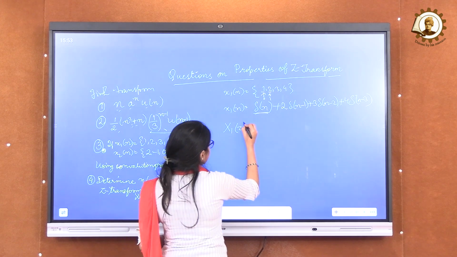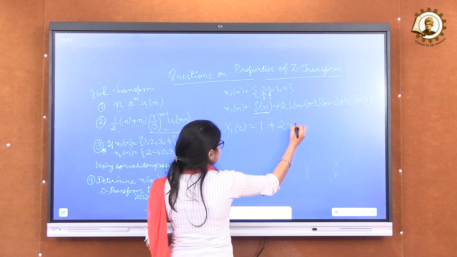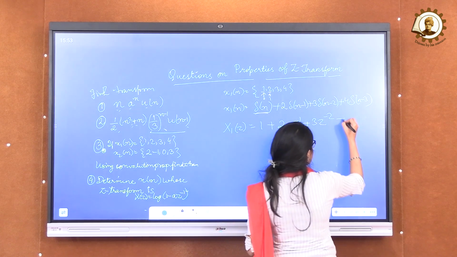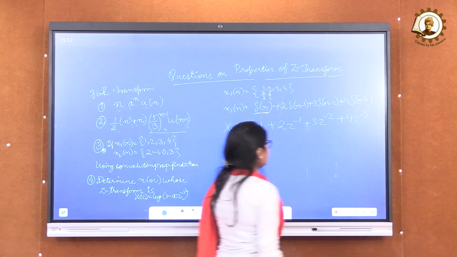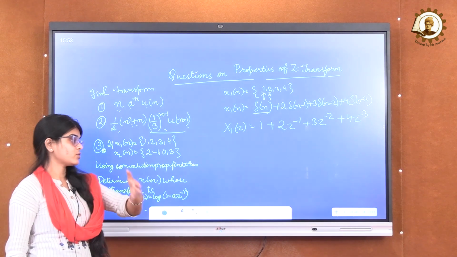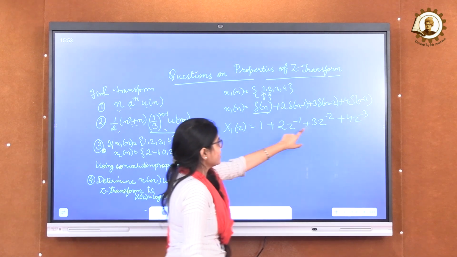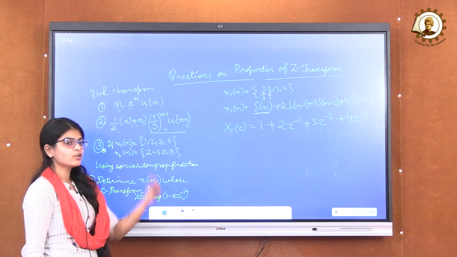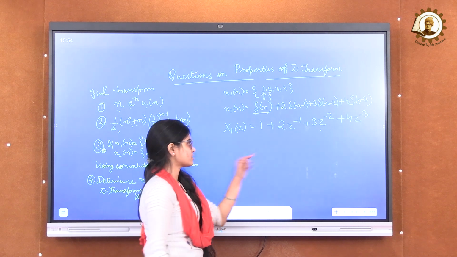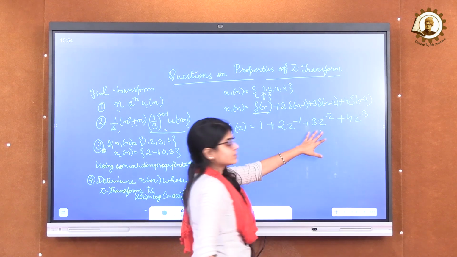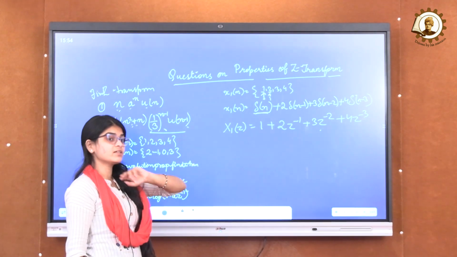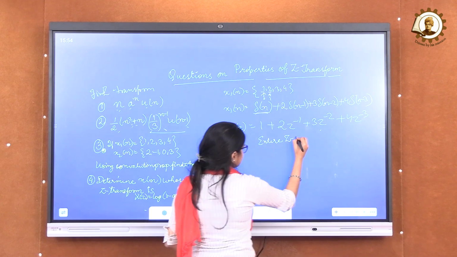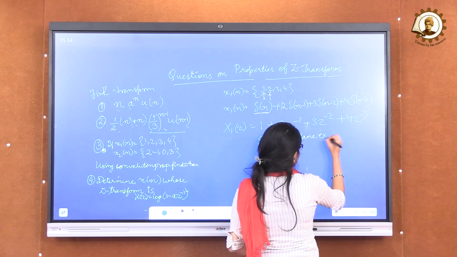So X1(z) is equal to 1 plus 2 z to the power minus 1 plus 3 z to the power minus 2 plus 4 z to the power minus 3. Keep in mind that if it is a causal sequence which is starting from 0, in that case the z will be having negative powers, and if it is anti-causal, then in that case the z will be having positive powers. In the previous lecture also this is done. Now here the ROC will be the entire Z plane except Z equal to 0.